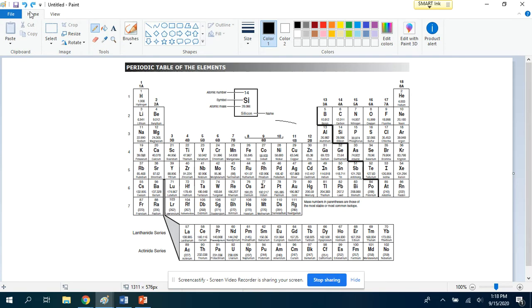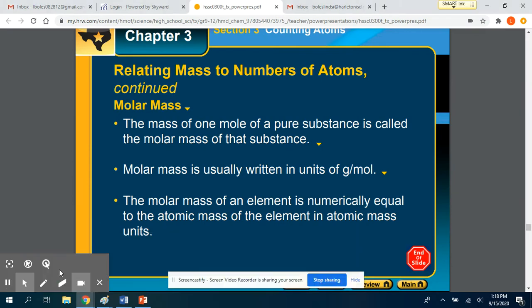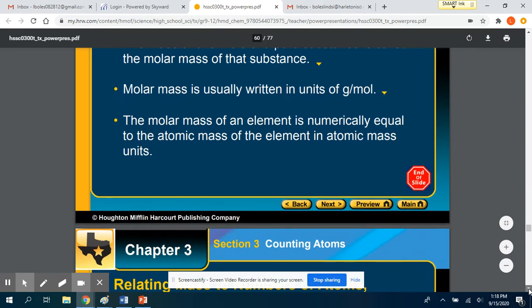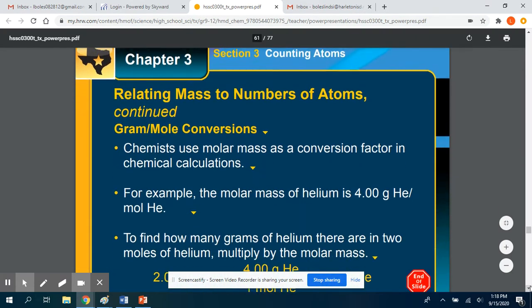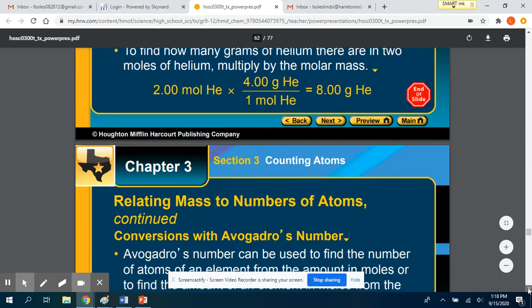The units for molar mass is grams per mole. Okay, and here is the units. In your notes, you are going to want to write molar mass is usually written in grams per mole because that is how we write it and that is typically how it is written. So make sure that you put this in your notes. Okay, so we are also going to use it as a conversion factor. I will show you that in just a second. As a conversion factor. Like again, I will show you that when I do your example problem.